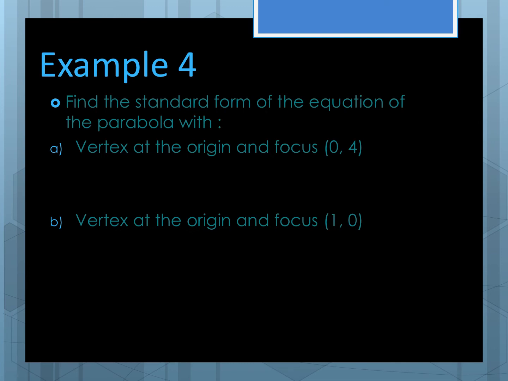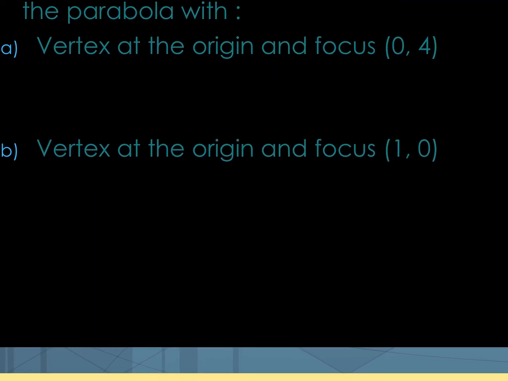All right, so this one says, find the standard form of the equation of the parabola with a vertex at the origin and a focus at 0, 4. So I'm going to start by drawing a rough picture of what this parabola would look like. First of all, if the vertex is at the origin, it's there. If my focus is 0, 4, I don't go left or right at all. I go up 4.